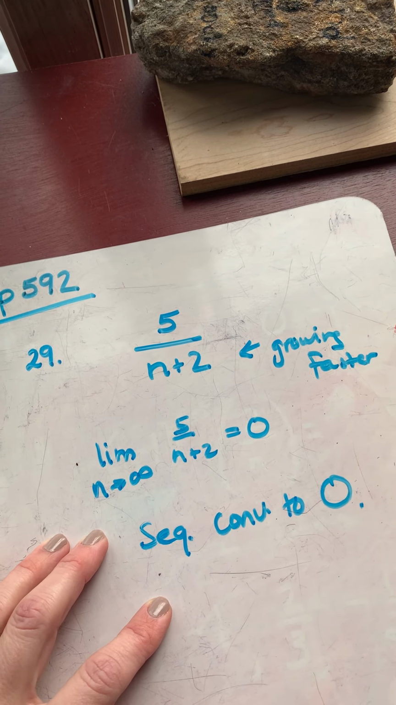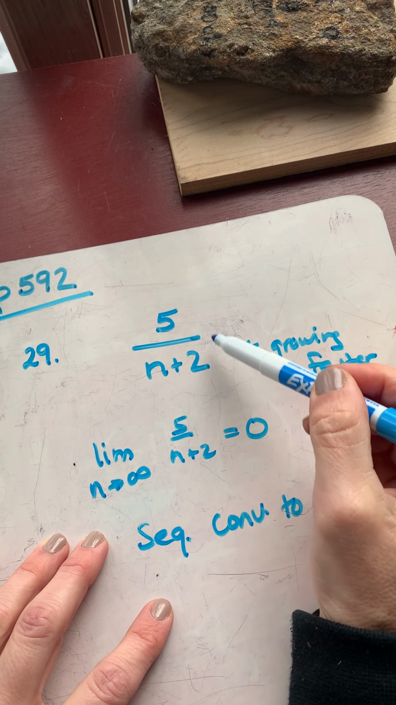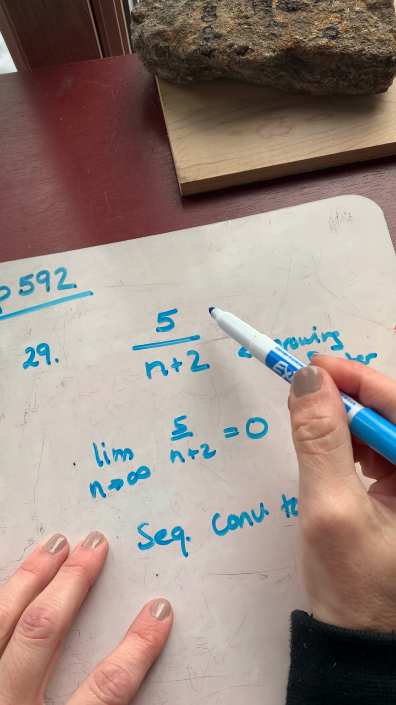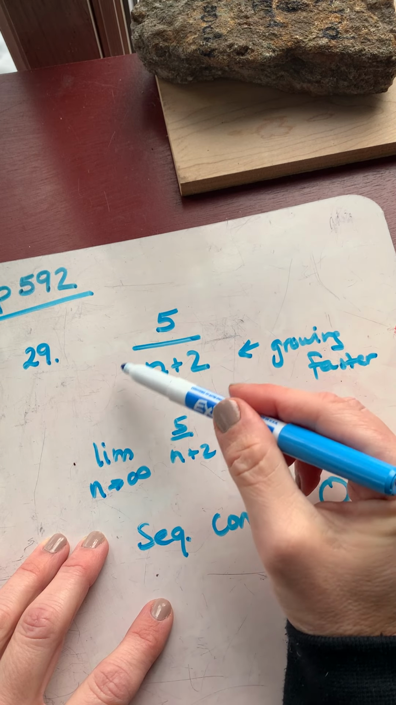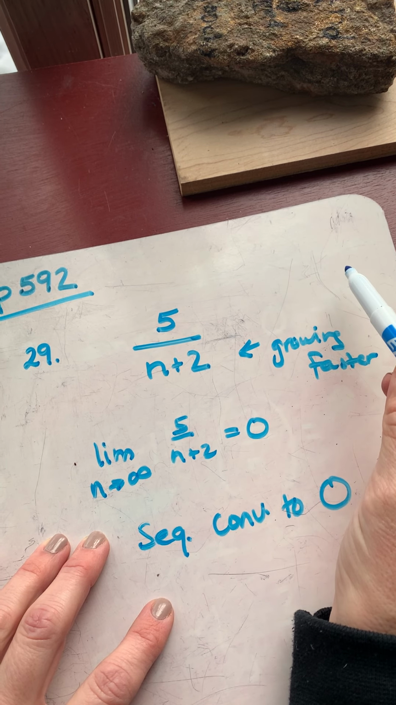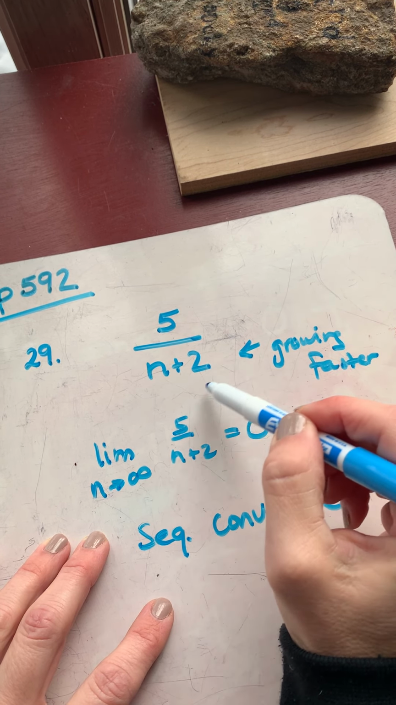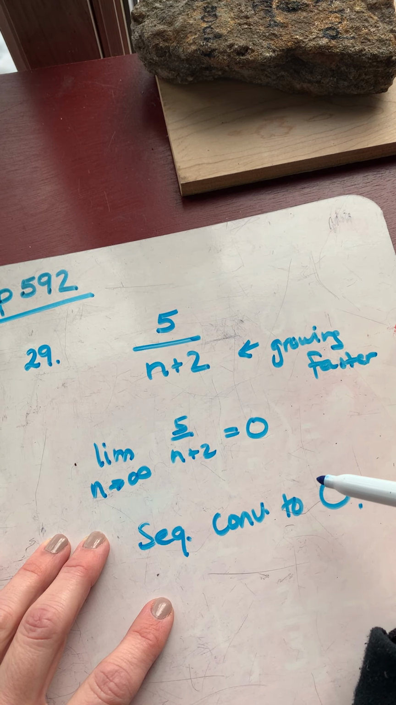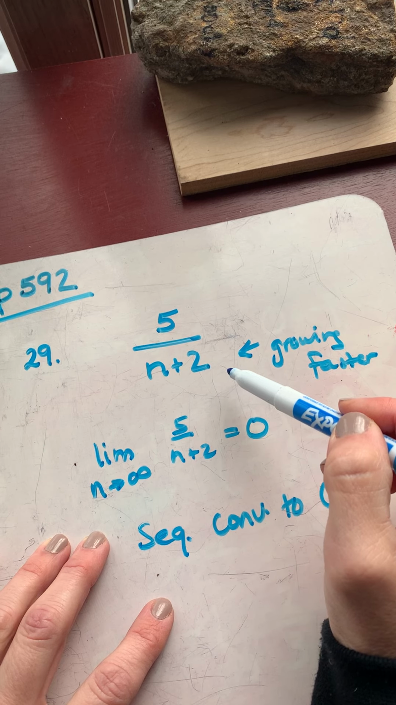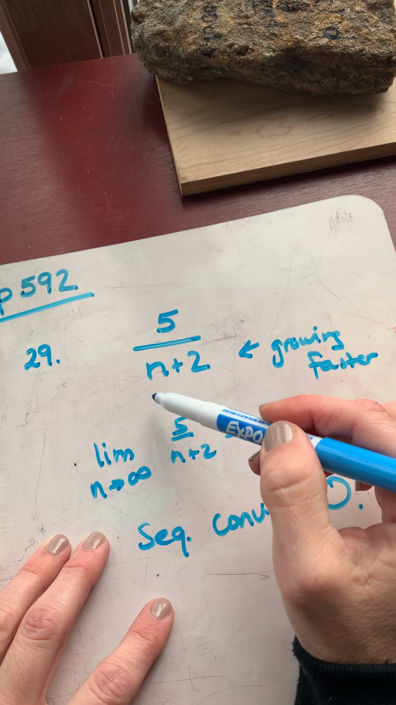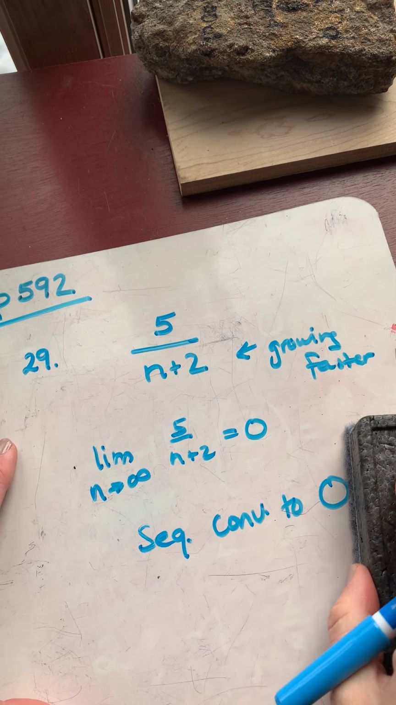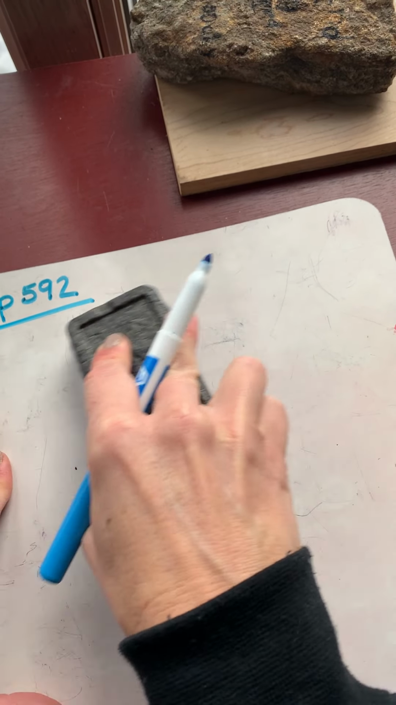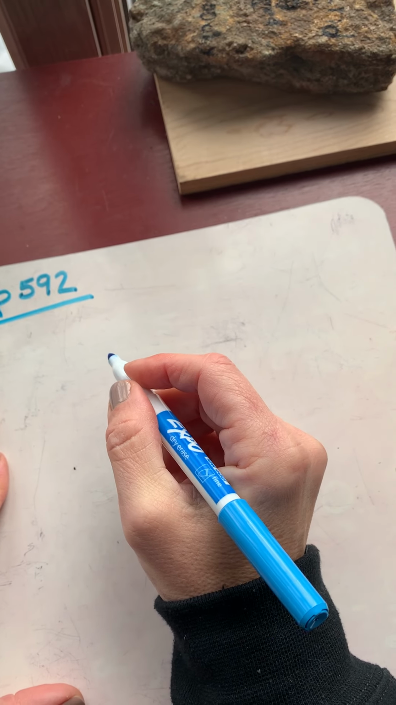That's all I'm doing for each one. I'm deciding which grows faster, the top or bottom. If the top grows faster, the sequence will diverge, too big. If the bottom grows faster, the sequence will converge to that number. And if they grow at the same rate, the sequence will still converge to that basically ratio of the coefficients. So let's look at a couple more.